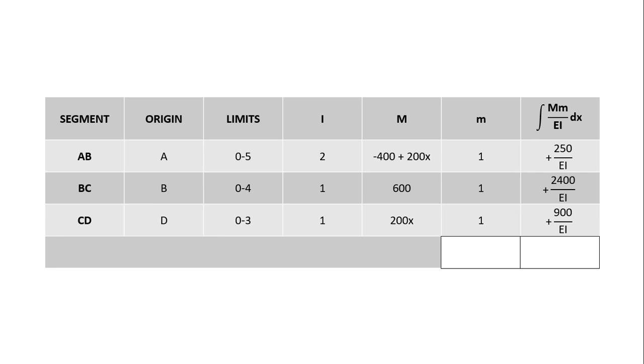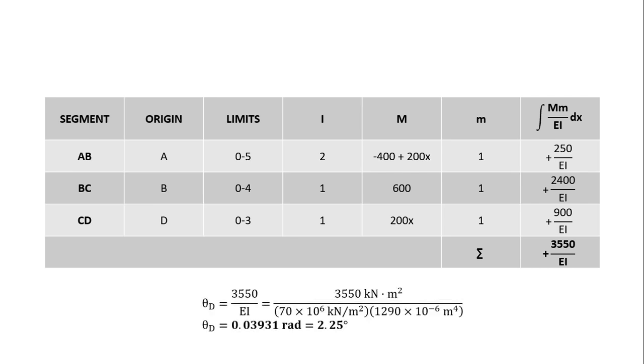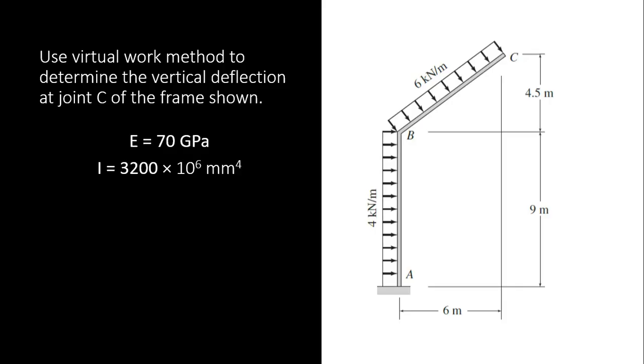And then sum up natin. Okay, and we will come up to 3,550 over EI. This is kilonewton square meter. So, kung ilalagay natin yung values ng E tsaka ng I, okay, with simplified units, makukuha natin yung sagot as 2.25 degrees as an answer. Okay? So, meron pa tayong pangalawang example.